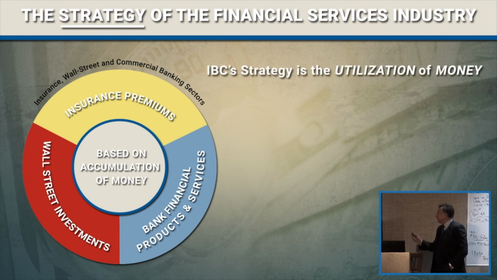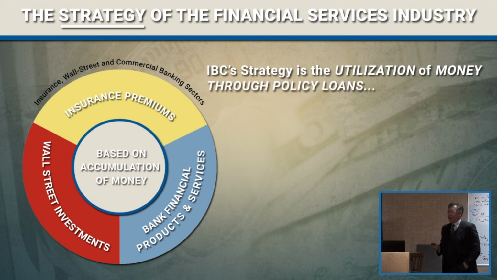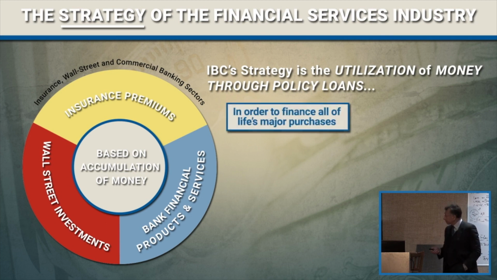Now, the IBC strategy is just the opposite. It's about the utilization of the money, completely opposite. And we do it through policy loans, which is in our contract of these policies, the IBC policies. And what do we use it for? Well, all of life's major purchases, because people are so strapped for money. They've got money that's out of their control and they can't come up.